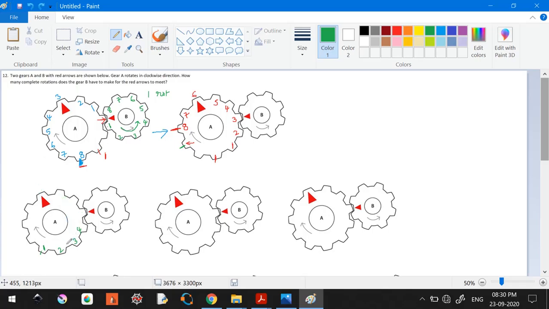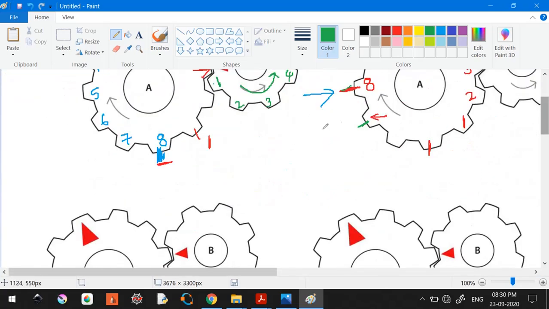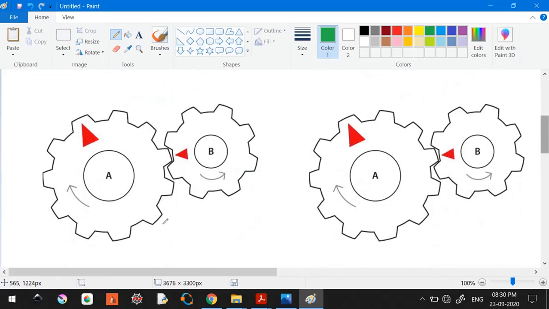Sorry for the confusion, but actually I have ended here, so I should take from here, right? So this is a tail of 8. So actually I should not start from here. Let me mark 1, 2, 3, 4, 5, 6, 7, 8, just one step behind this.